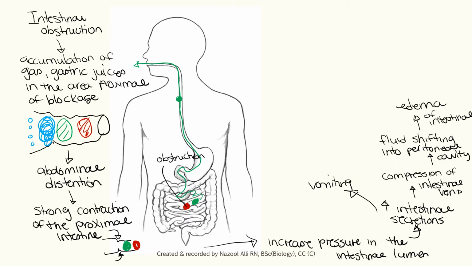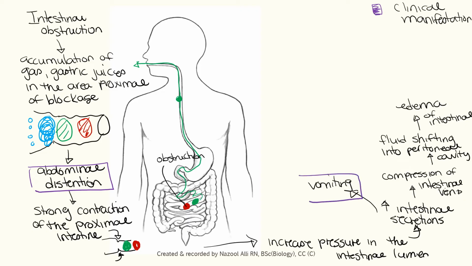So abdominal distension, I'm going to circle these in purple. Abdominal distension is one of the manifestations. So our manifestations are going to be in these little purple boxes that we're going to see. These are going to be our clinical manifestations that we're seeing in the patient with the bowel obstruction. Vomiting, also not uncommon to see in patients with a bowel obstruction.